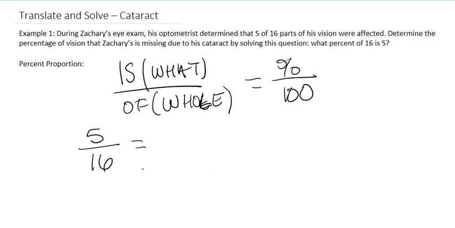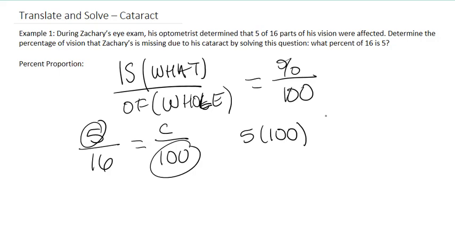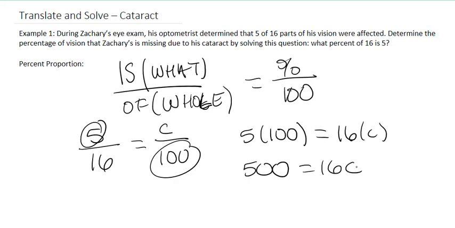Then we have the percentage, which is our missing information, so we'll just put in a variable c over 100. So now we have this. We can now cross multiply to get c. We will multiply the 5 and the 100. So 5 times 100 is equal to 16 times c. So 5 times 100 is 500, which is equal to 16c.